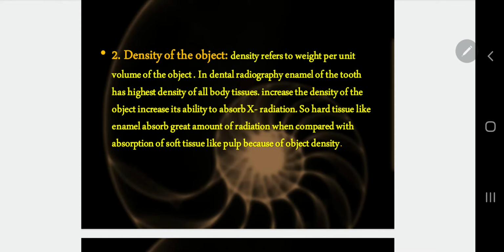And density of the object. Density refers to weight per volume of the object. In dental radiograph, the enamel of the tooth has the highest density of all body tissues. Increasing the density of the object increases its ability to absorb X radiation. So, hard tissue like enamel absorbs a great amount of radiation when compared with the absorption of soft tissue like pulp.